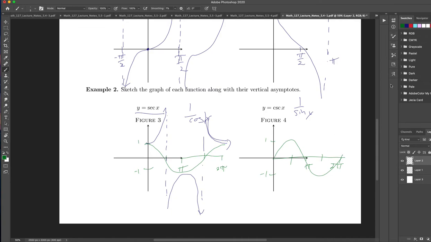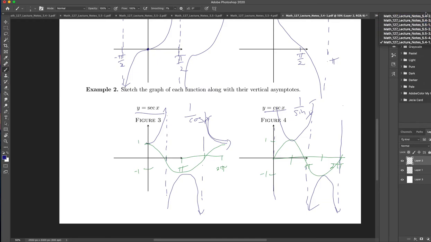And then for here, go ahead and do this in blue. And so here it gives asymptotic behavior where sine is 0. And then here we just have it come in and touch and come back out, and then come in and touch and go back out. All right, let's go to the next page.